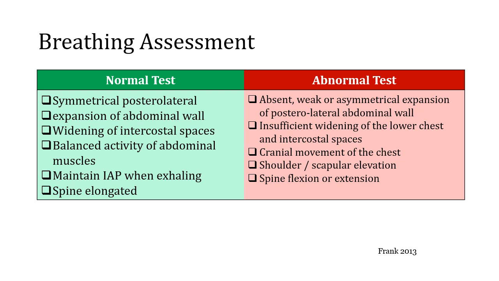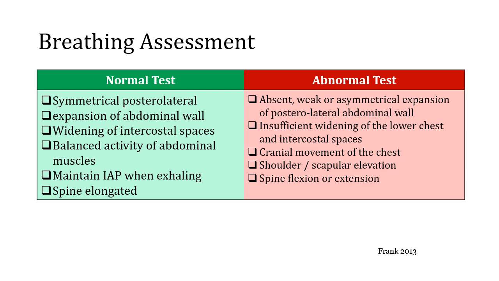Normal test. You can see the different components shown in the left-hand column. Symmetrical posterior lateral expansion, widening of the intercostal spaces, balanced activity of the abdominal muscles, maintaining intra-abdominal pressure when exhaling. That means there's still some tension left within that posterior lateral wall of the abdominals, and then spine elongation. So they're not collapsing, they're not going into lumbar or spinal extension on the inhalation, nor flexion on the exhalation.